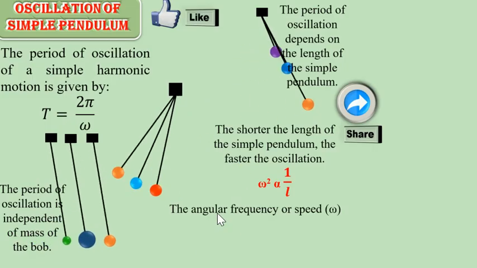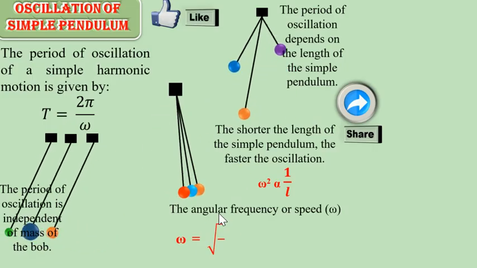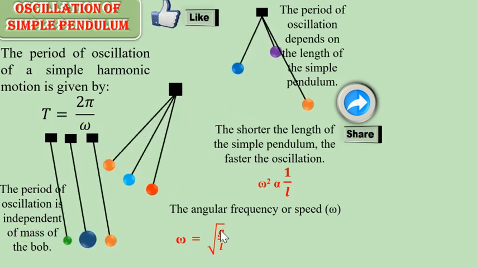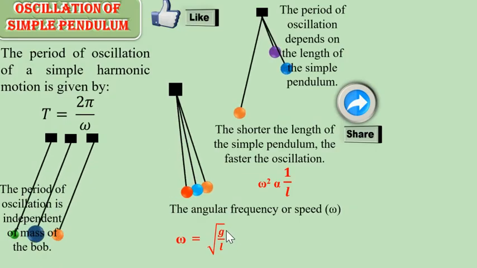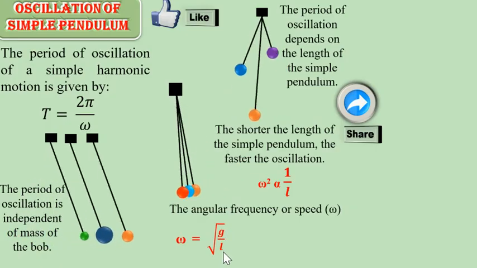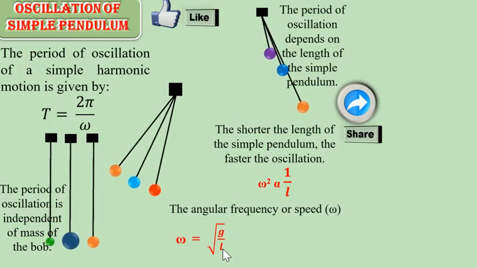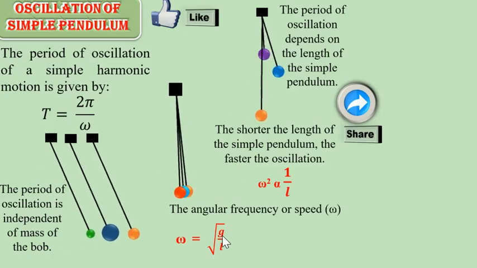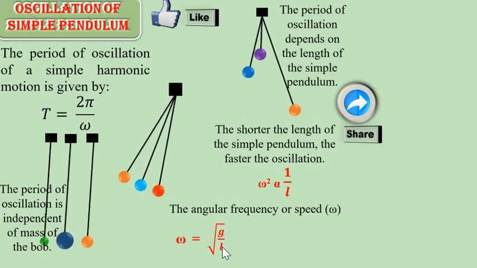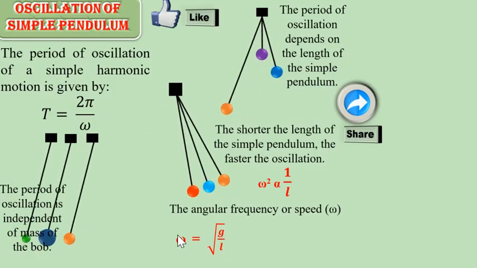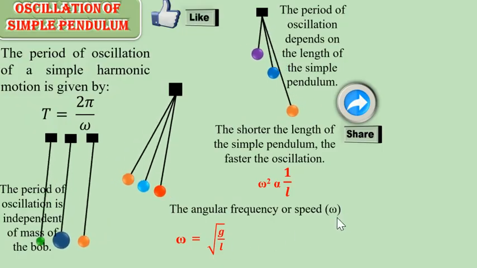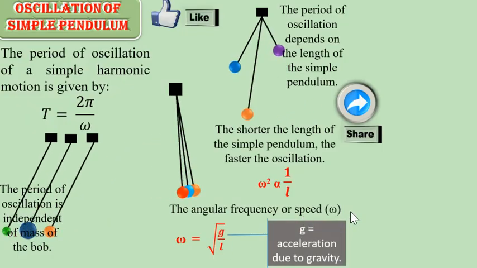The angular frequency or speed, omega, is given by omega is equal to what? Square root of g over L, where g is the acceleration due to gravity and L is the length of the simple pendulum. But you know that the acceleration due to gravity is constant in a location. The length varies. So therefore, angular frequency depends on the length and is inversely proportional to the square root of the length. So now that's what we are saying.